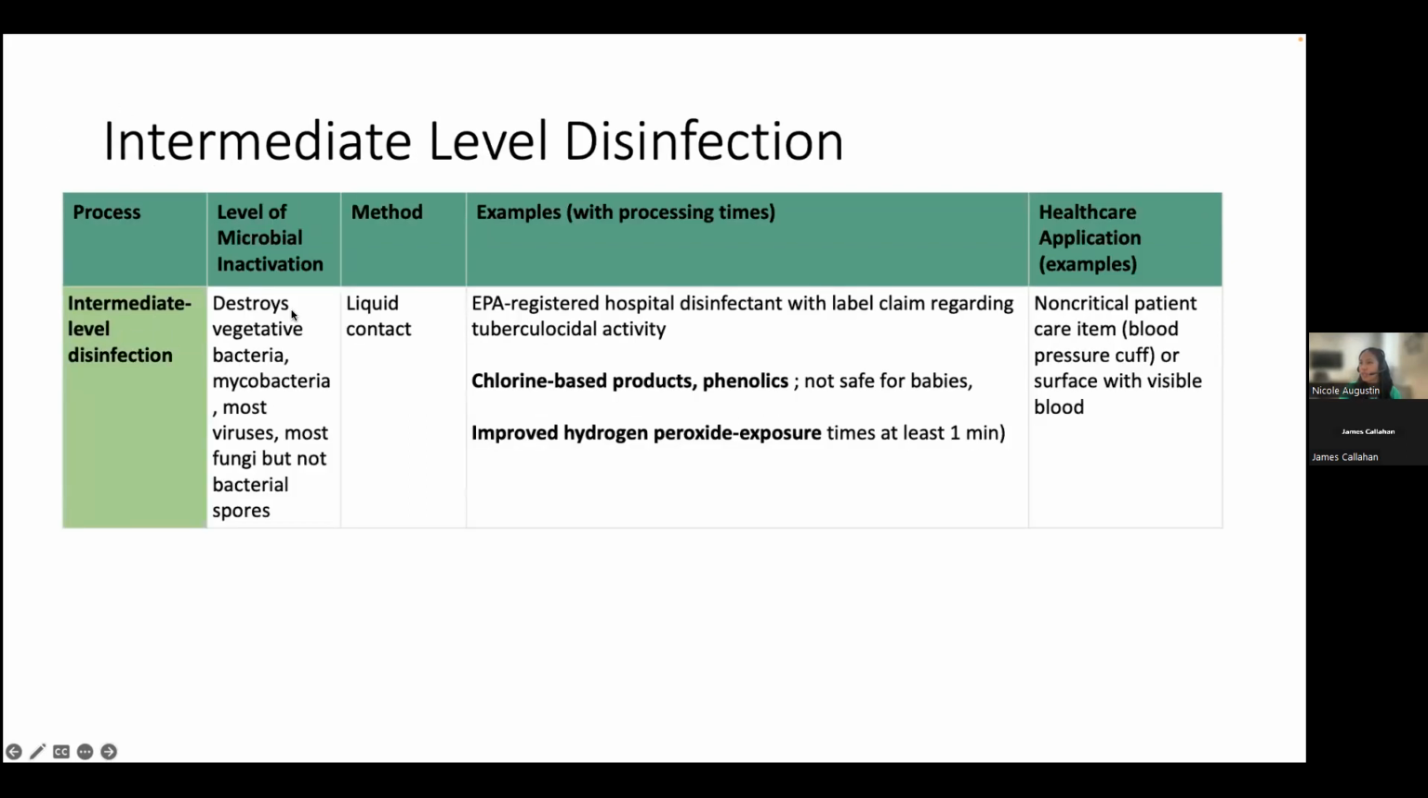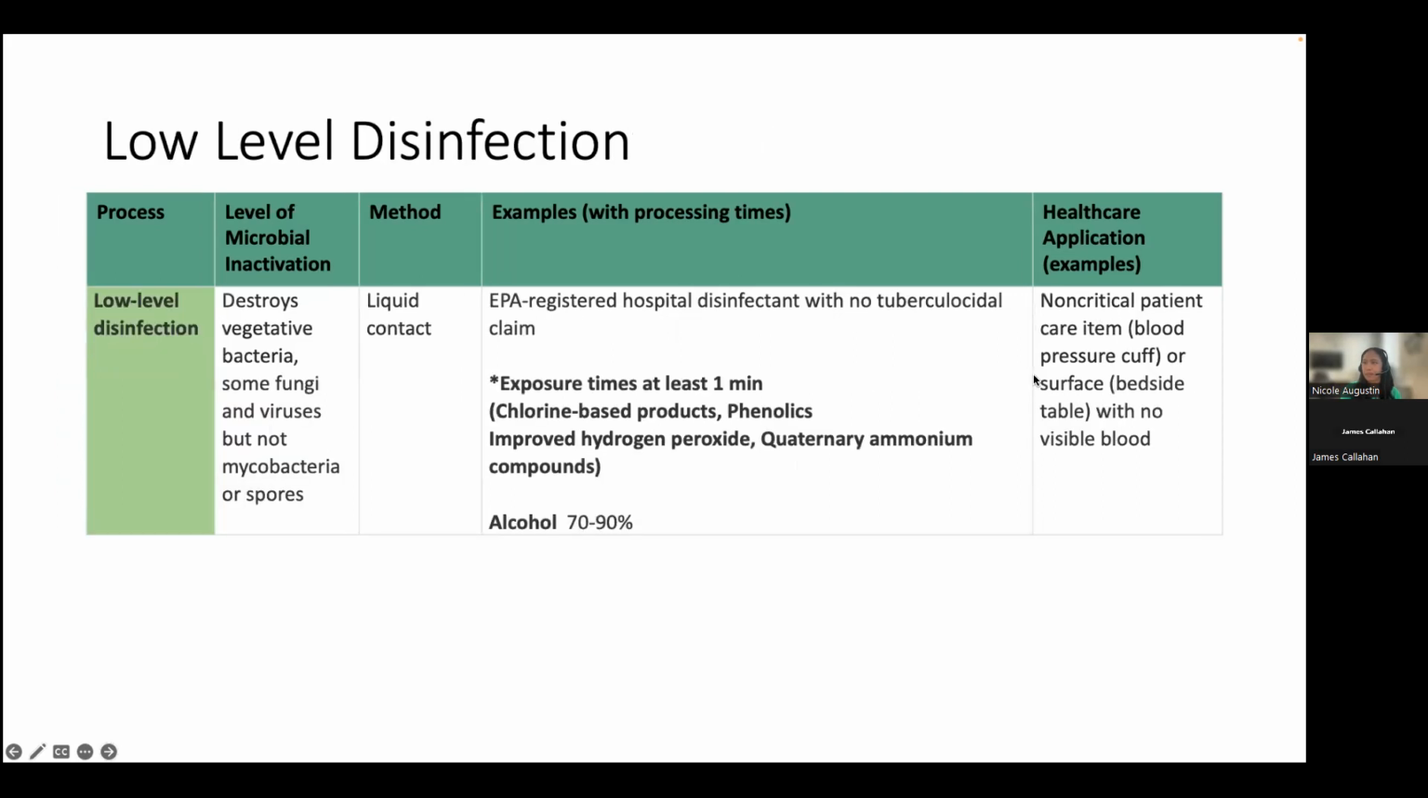Intermediate level disinfection, again, destroys vegetative bacteria, mycobacteria, and most viruses, but not spores. It has to be EPA registered because this material is actually based in the States. EPA registered hospital disinfectant with a label claim regarding tuberculocidal activity. They tend to be chlorine-based, phenolics, and improved hydrogen peroxide with exposure times of at least 1 minute. And you can use it on non-critical patient care items or surfaces with visible blood.